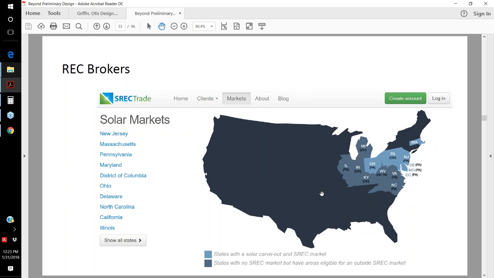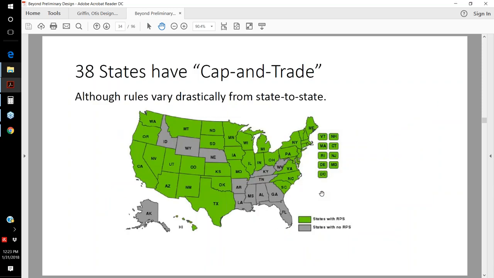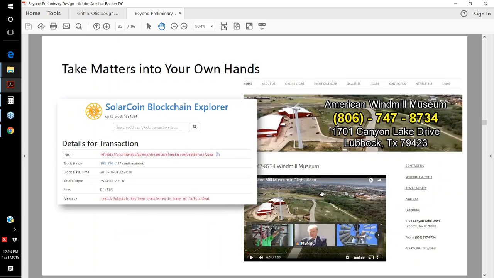A lot of these more lucrative REC markets are up on the East Coast. We've talked about some of this already, so I'm just kind of accelerating it a little bit further. The issue is you may need to start taking matters into your own hands if you want to see this process fixed. What we're going to talk about towards the end of the program is how blockchain, the same technology that drives Bitcoin, there's actually a blockchain out there for solar power where you can be logging your solar production, listing your RECs for sale, and people can search the blockchain to find you and buy your RECs.